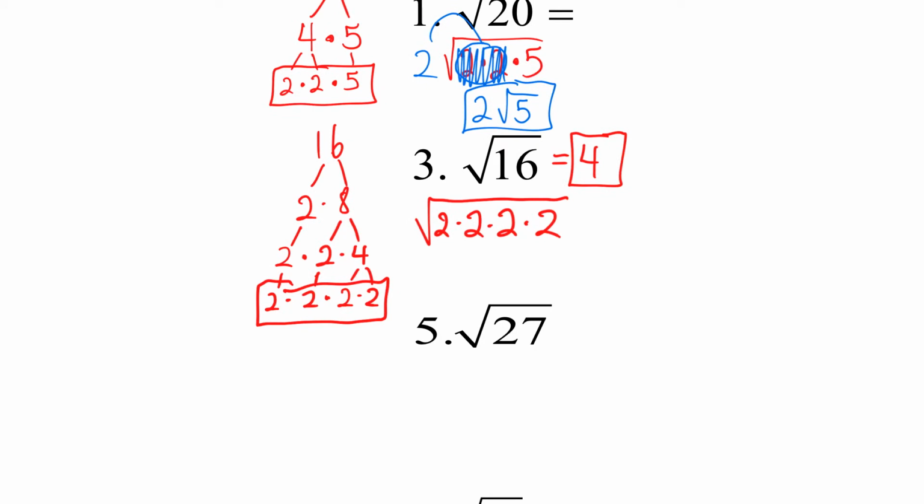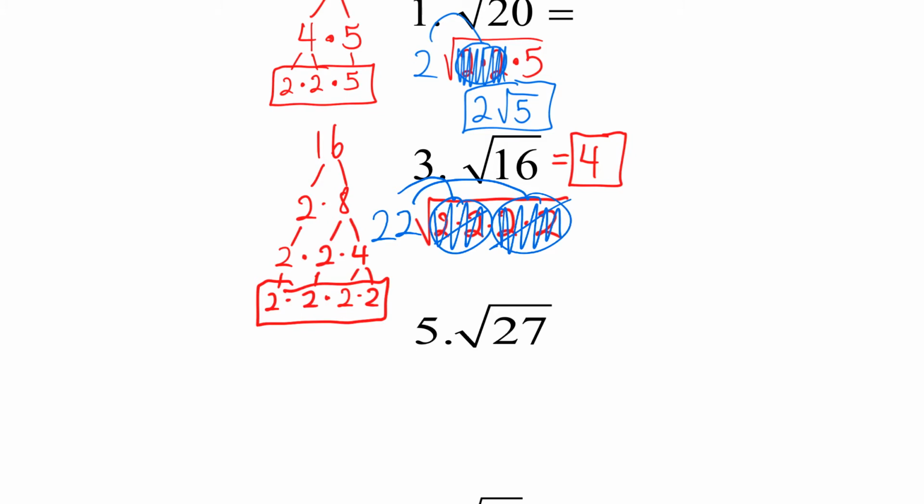Right? There's 4 2s. Are there any pairs up here? Yes. Yeah, there's 2 pairs. There's a pair here. There's a pair here. So with these, there's a 2 going to come out. With these 2, there's going to be another 2 that comes out.